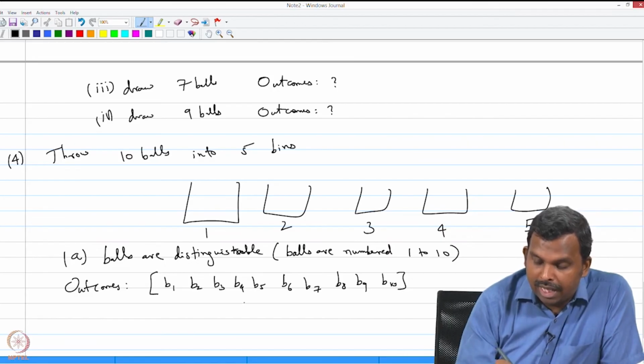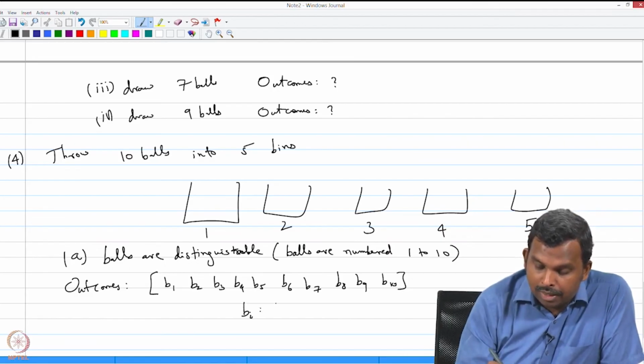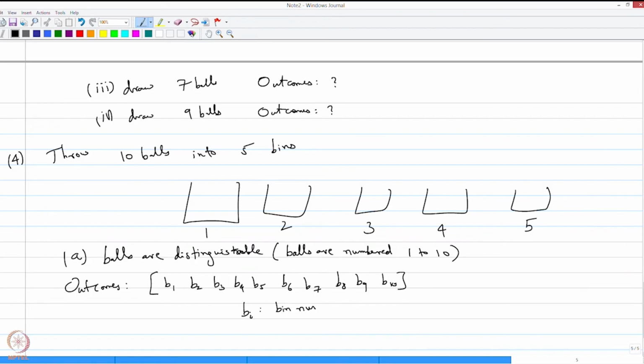And what are these BIs? Each BI is the bin number into which the ith ball landed. Okay. So, this is a convenient way to group all outcomes when you can distinguish the balls. You put a vector of how many ever balls you had and then write down which bin it went into. Okay, and then you can start answering questions.